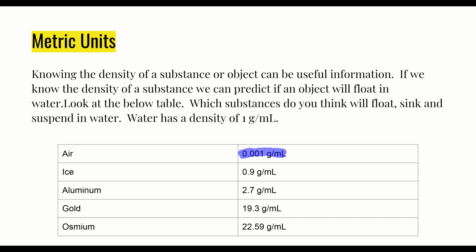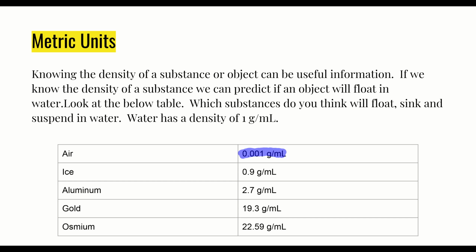Okay, moving on with ice. Now if we look, we see that ice has a density of 0.9 grams per milliliter. Now that's really close to 1. And if you remember, anything that's really close to 1 is going to do something called suspend, or kind of float in the middle of the water or barely at the surface. So in this case, I would say that ice is going to suspend. So I'll highlight this in a gray-black to signify that it's going to suspend. It's not really one way or another.